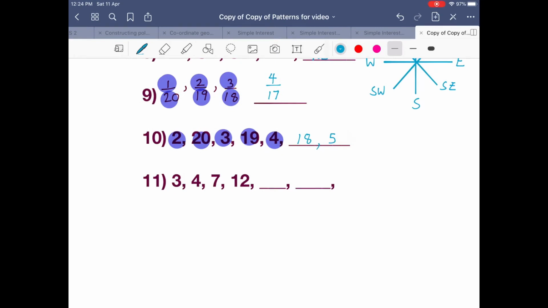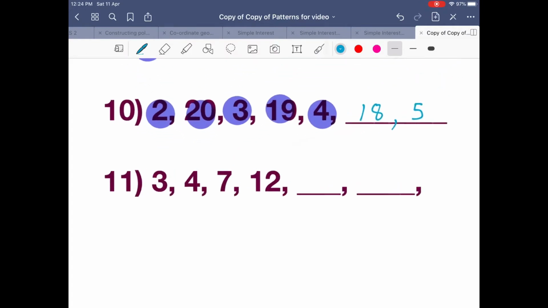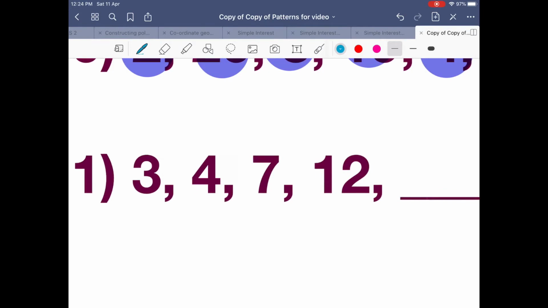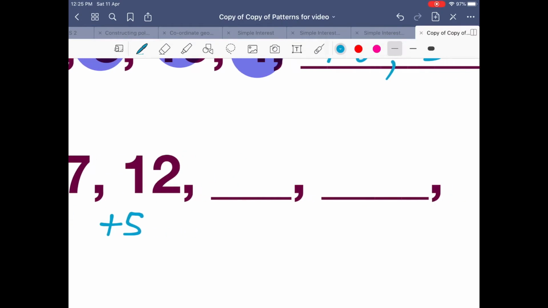Next we have 3, 4, 7, and 12. So in order for us to go from 3 to 4, we must add 1. 4 to 7, we must add 3. 7 to 12, we add 5. So we are adding odd numbers, increasing odd numbers. So 12 plus 7 is 19, and 19 plus 9 is 28.